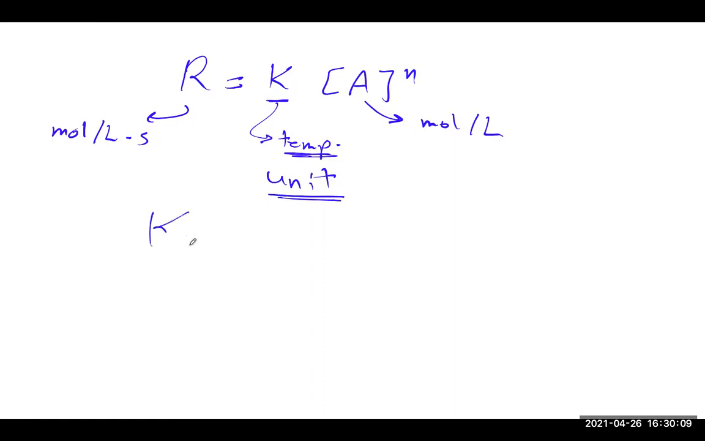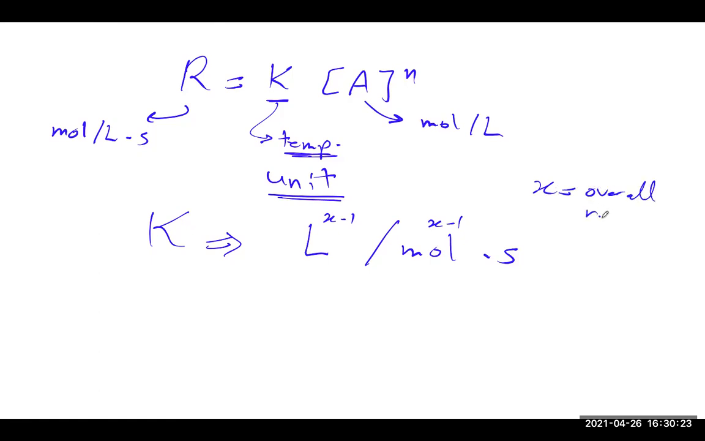And actually we have a formula. The unit of K will be L to the X minus 1 per mole to the X minus 1 per second. And what is X? X is the overall order for the reaction. So if he told you that this reaction is first order, it means the unit of K will be L to the 1 minus 1, mole to the 1 minus 1, which is 0. So this will be 0 and this one will be 0. So it will be 1 over second if it's first order.